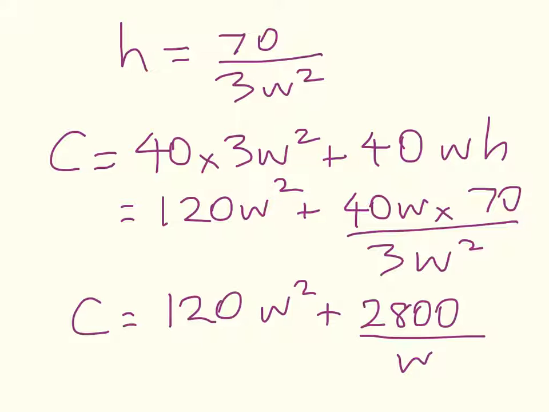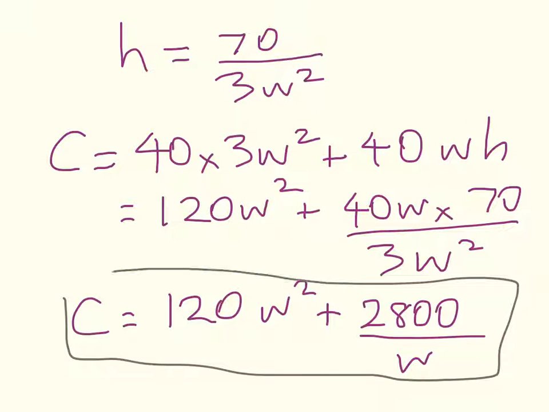Okay, this is my cost function and I want to minimize it. I've got it to a form where it's just got one variable in it. So now to minimize, I'm going to differentiate and set the first derivative equal to 0.